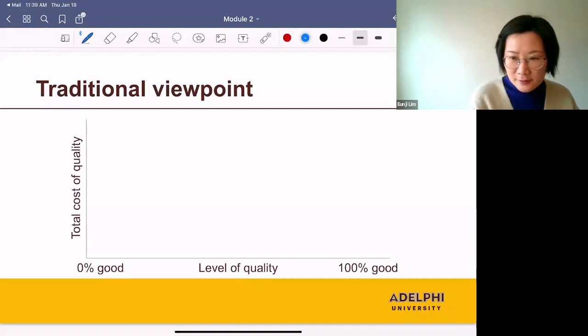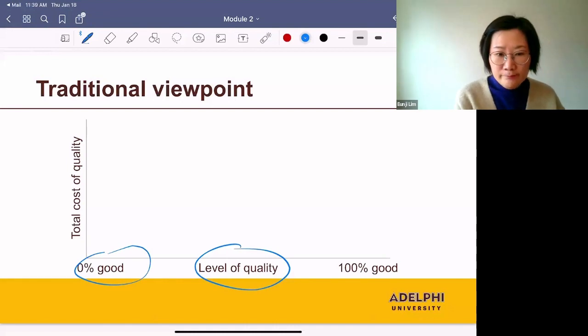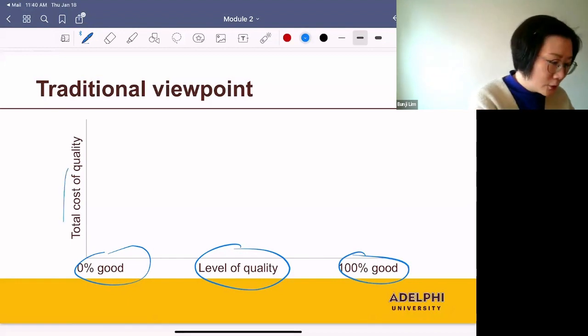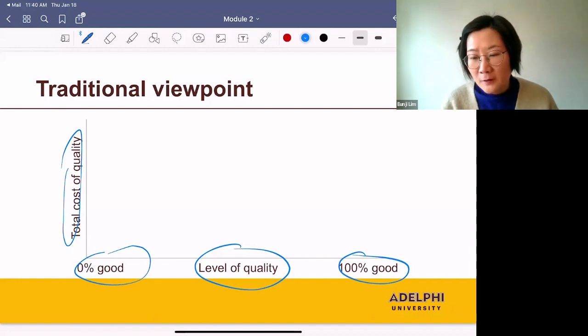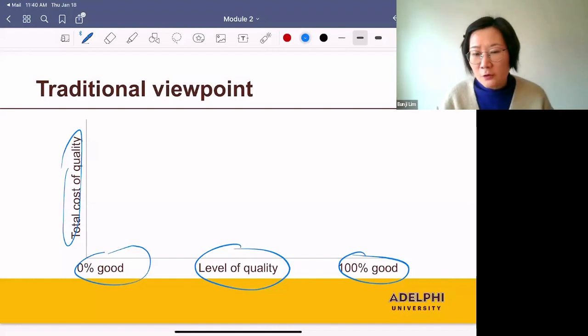The x-axis is the level of quality. This is 0% of products are good, and here 100% of our products are good. The y-axis is the total cost of quality. We have four types of costs: the prevention cost, the appraisal cost, the internal failure cost, and the external failure cost. And the sum of all of these is the total cost of quality.